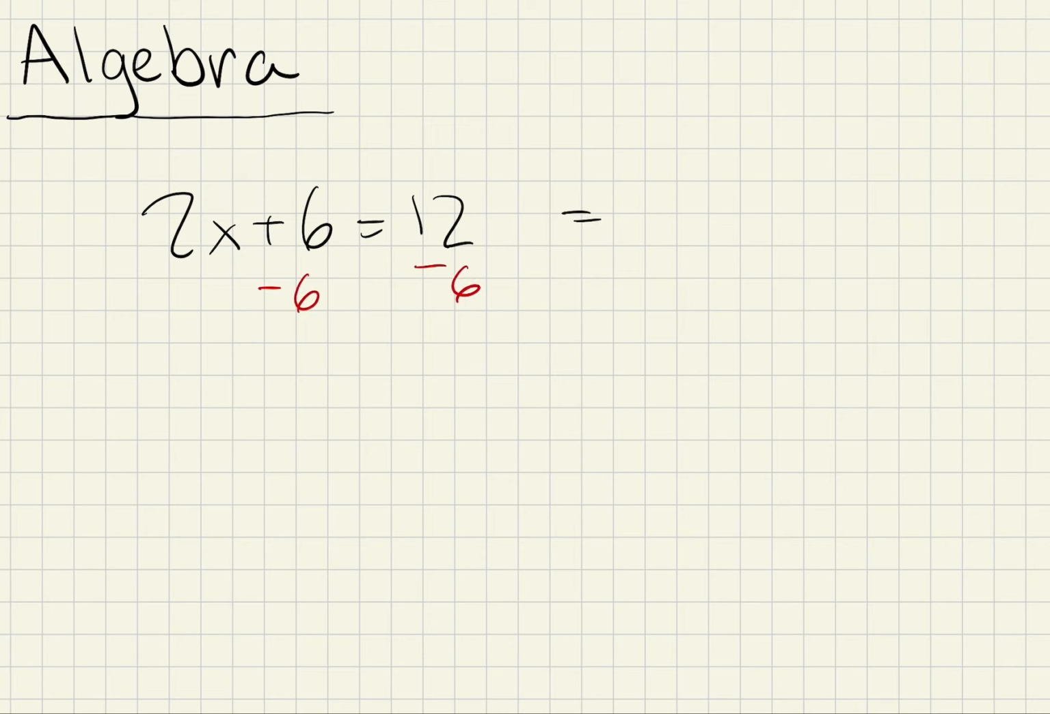And this will give us, let's do it below, 2x equals, here these cancel, and then 12 minus 6 is 6, so we get 2x equals 6. Then we take any coefficients on the variable and we divide those out. So here we're going to divide by 2 from both sides, and we get x is equal to 3.